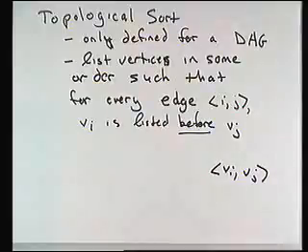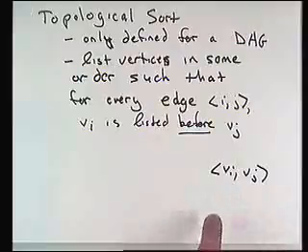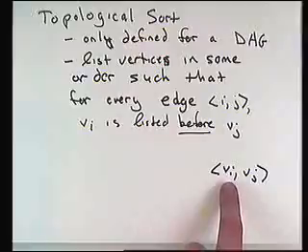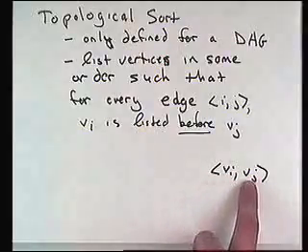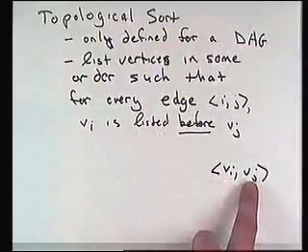So in the graph we looked at, we would, for example, need to have CS173 come before CS225 in the listing, because there is an edge from CS173 to CS225. Therefore CS173 needs to be listed before CS225.